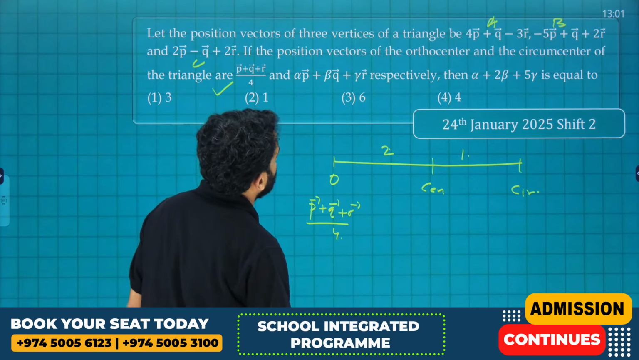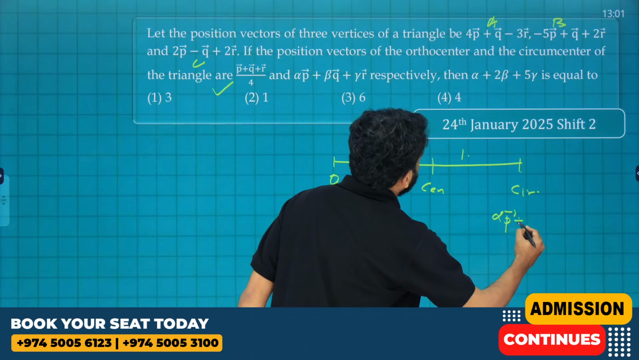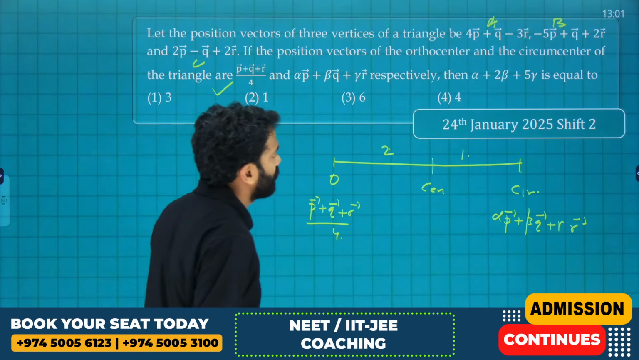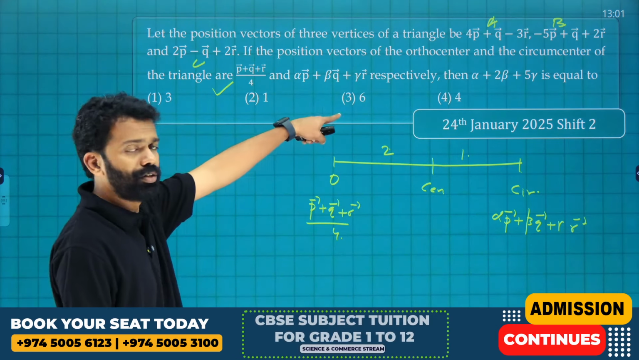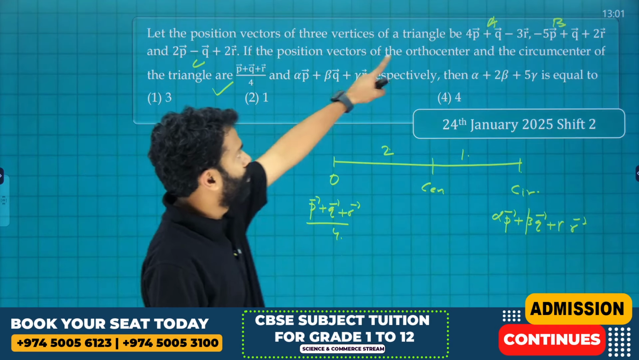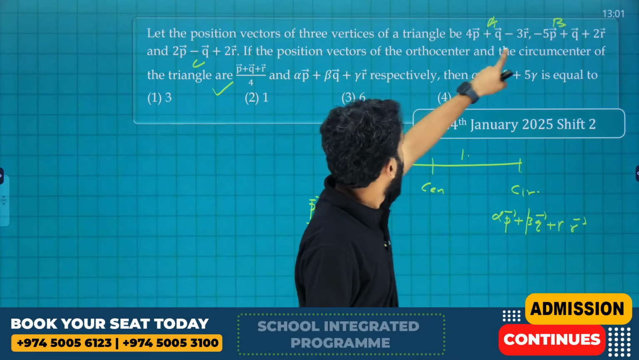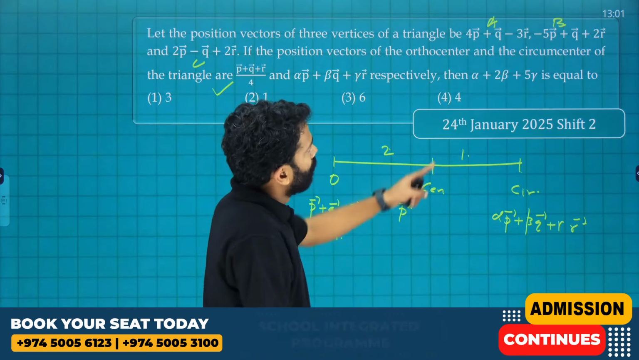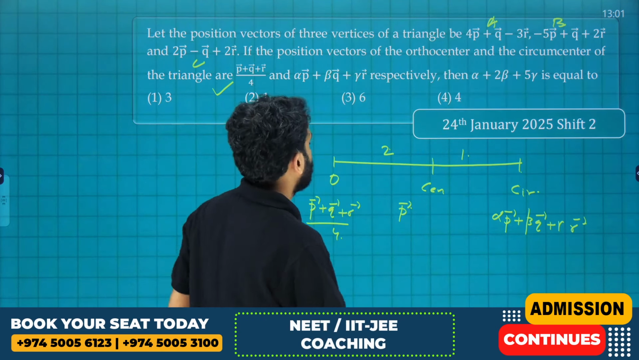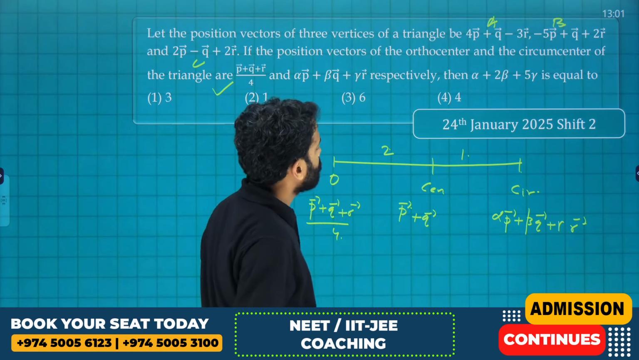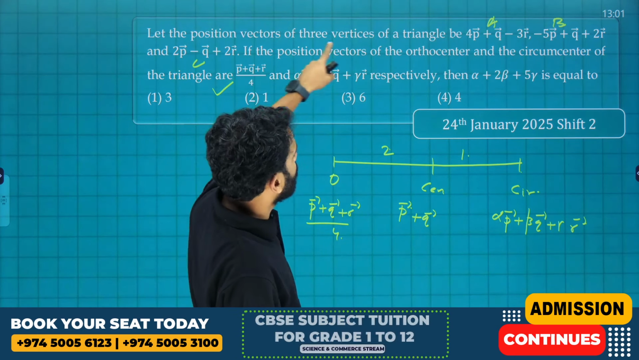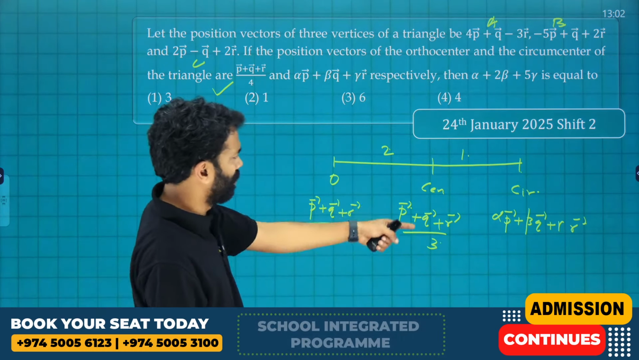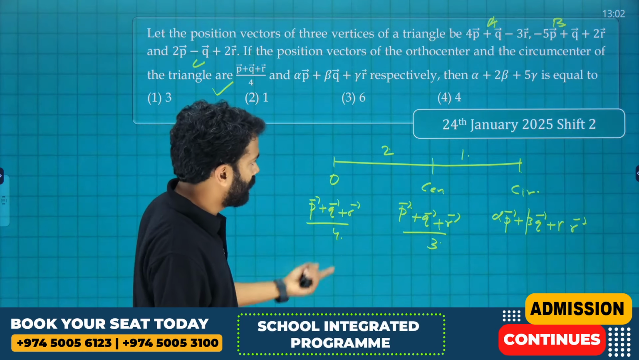Circumcenter is given like alpha vector p plus beta vector q plus gamma vector r. And what is the centroid? If you add all the position vectors and divide it with 3, you'll get the centroid. That is, add all of it. That is 4 vector p, 6 vector p minus 5 vector p is vector p, vector q, 2 vector q and minus vector q, that is vector q. Okay. Next one is 2 vector r, 4 vector r minus 3 vector r plus vector r divided by 3. Okay, then use the internal division formula for vectors. You will easily get the answer.